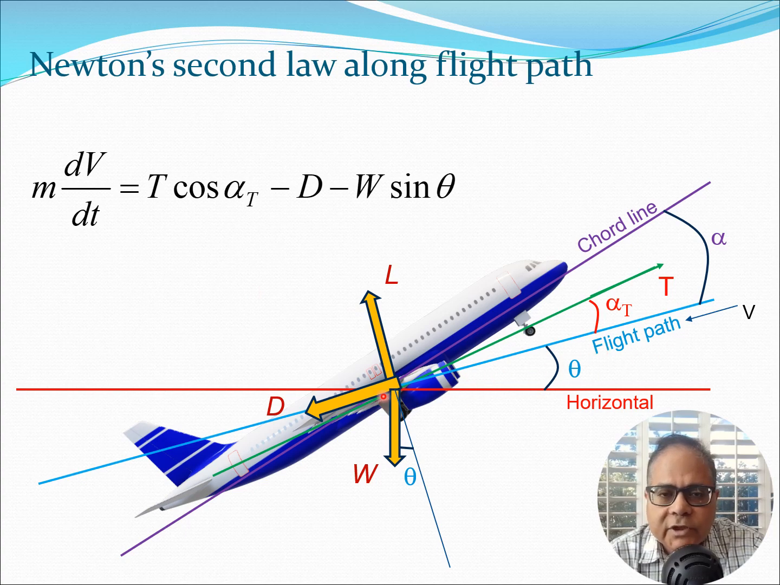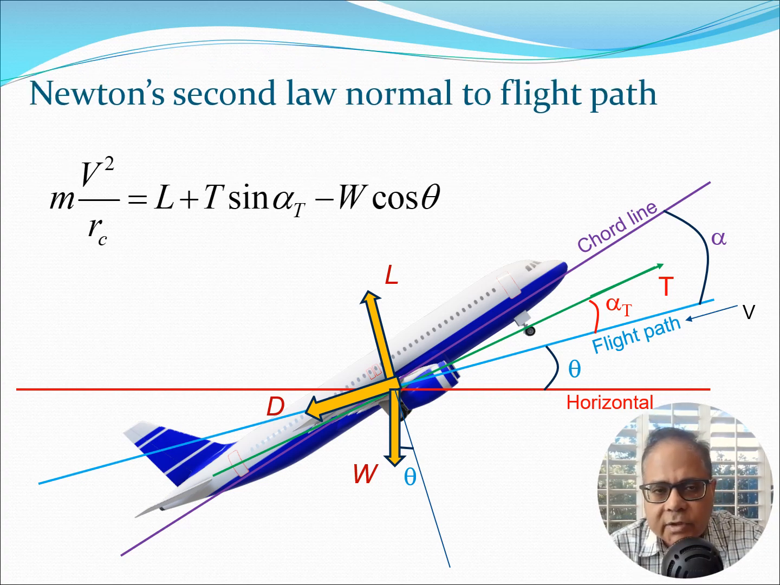Now the force which creates this particular equation is going to be given by T cos alpha t, that's the component of thrust along the flight path, minus D. D is exactly along the flight path direction, and of course you are also going to subtract a component due to W, that is minus W sine theta. The angle between the vertical, in terms of lift and W, is theta, so you clearly get this equation: T cos alpha t minus D minus W sine theta. That is essentially Newton's second law along the flight path.